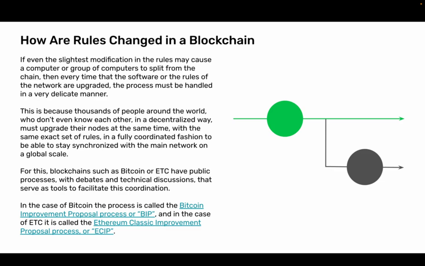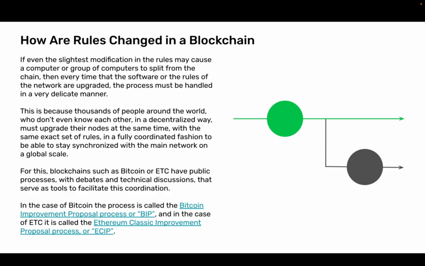How are rules changed in a blockchain? If even the slightest modification to the rules may cause a computer or group of computers to split from the chain, then every time that the software or the rules of the network are upgraded, the process must be handled in a very delicate manner. This is because thousands of people around the world who don't even know each other in a decentralized way must upgrade their nodes at the same time with the same exact set of rules in a fully coordinated fashion to be able to stay synchronized with the main network on a global scale.